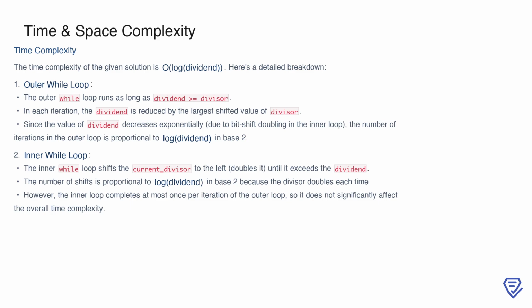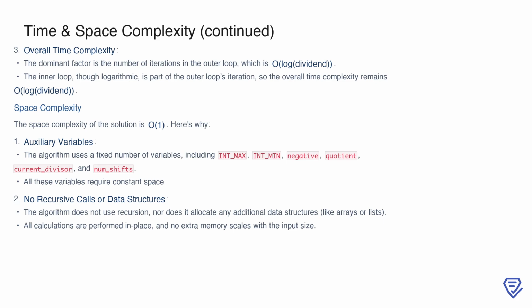Next, the inner while loop determines the largest multiple of the divisor that fits within the current dividend. This involves doubling the current divisor repeatedly, which also happens logarithmically with respect to the dividend. However, since the inner loop completes its work within each iteration of the outer loop, it does not significantly change the overall time complexity. As a result, the total time complexity is dominated by the outer loop and is O(log dividend).